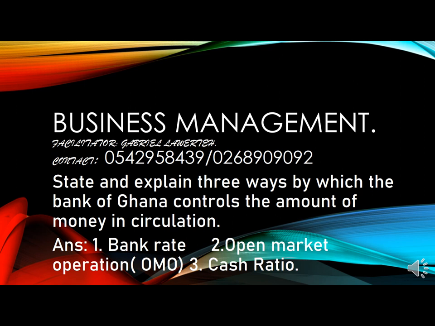But if Bank of Ghana tends to increase the cash ratio, that is the minimum requirement, then it means that they are going to keep more of the money at the central bank, and the commercial banks are going to have less of it to give out, and then we are not going to have more in circulation. So that is intended to reduce the amount of money in circulation.